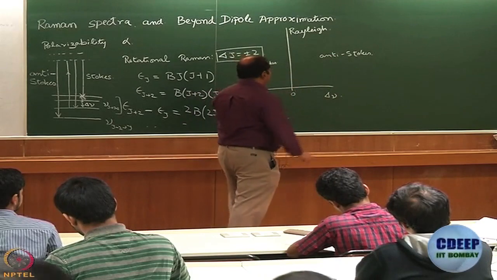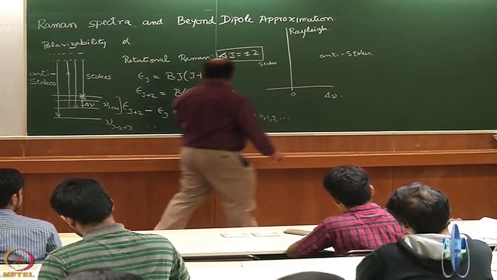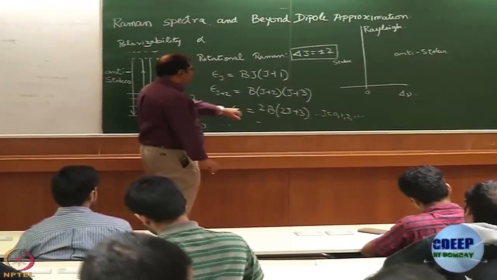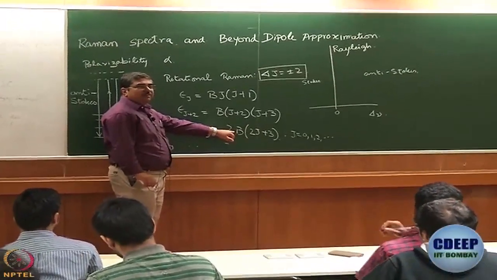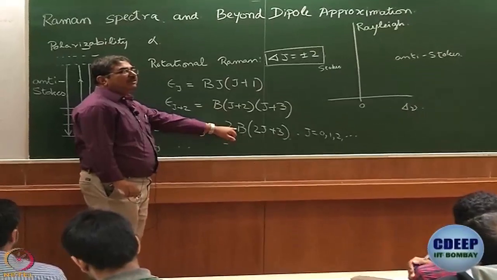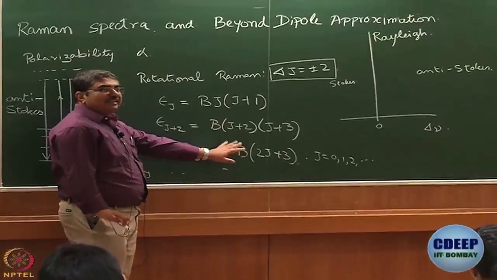Okay. Now, let us see where the first line will be. Where will the first line be for this one? J equal to 0. So, if I put J equal to 0 here, what do I get? 6B, right?